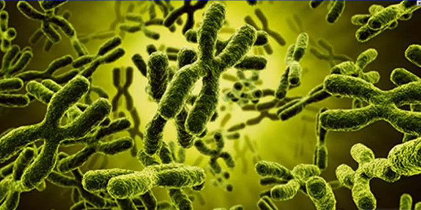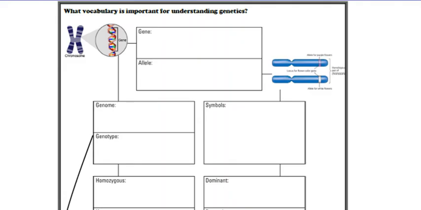Mainly talking about vocabulary and just a basic background to heredity and genetics. So, what vocabulary is important for understanding genetics? Well, first off, we need to know gene, since that word is literally in the word genetics.